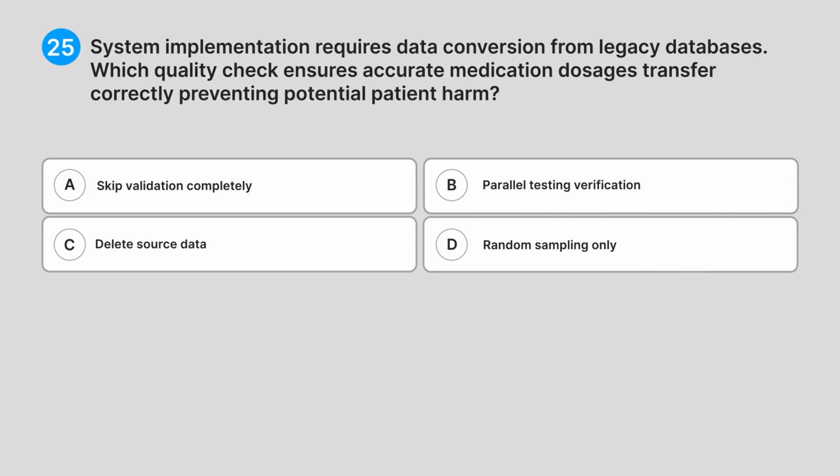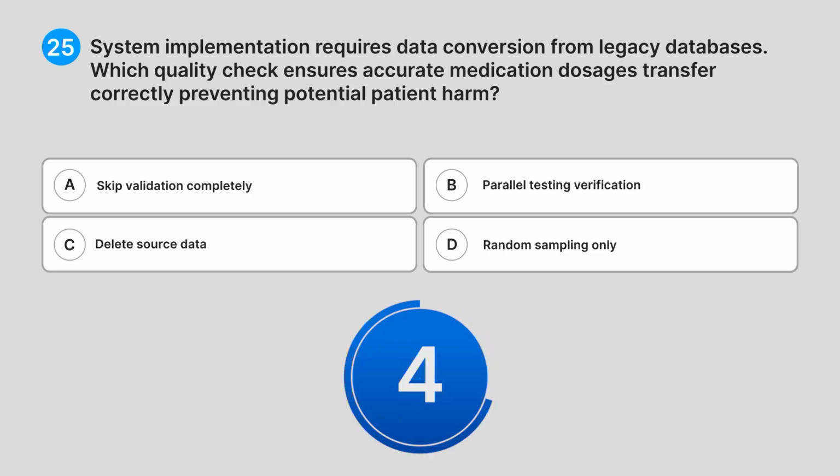25. System implementation requires data conversion from legacy databases. Which quality check ensures accurate medication dosages transfer correctly, preventing potential patient harm? A. Skip validation completely. B. Parallel testing verification. C. Delete source data. D. Random sampling only. Can you guess the answer?